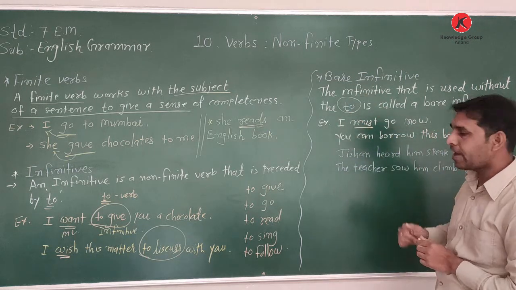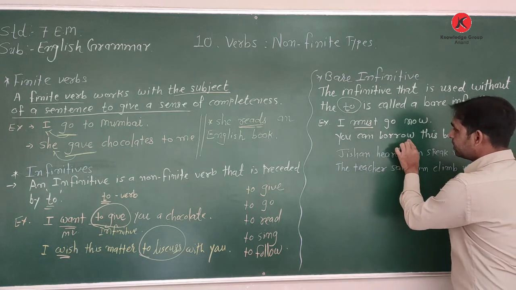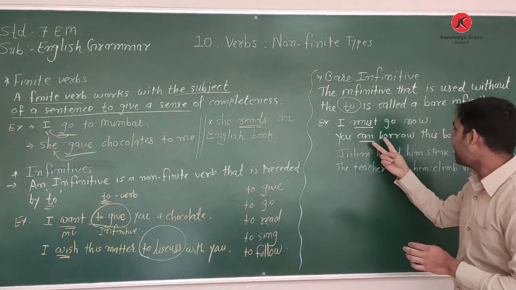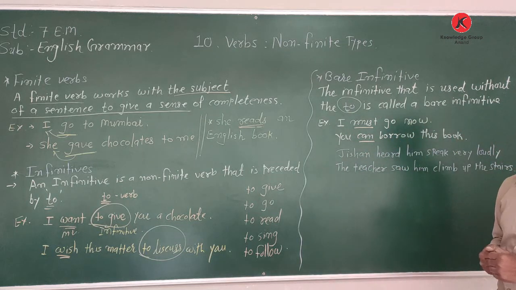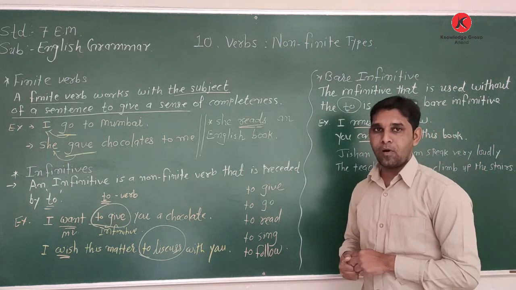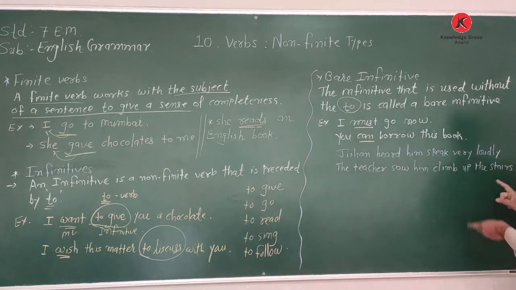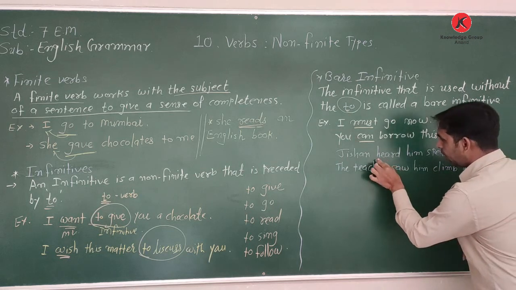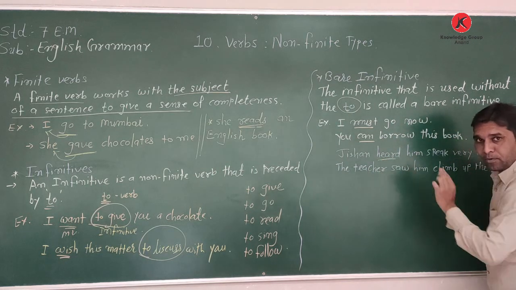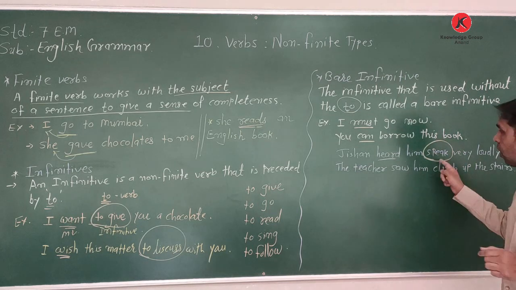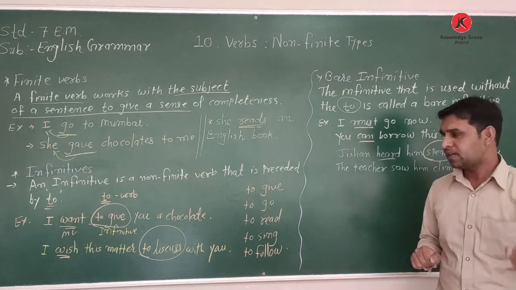I must go now. You can borrow this book. Here borrow is the verb, and we use can, a helping verb also. If we use two verbs in a sentence, just like: Jisan heard him speak very loudly. So here heard is the past form of the verb, and this speak is called the bare infinitive in the sentence.